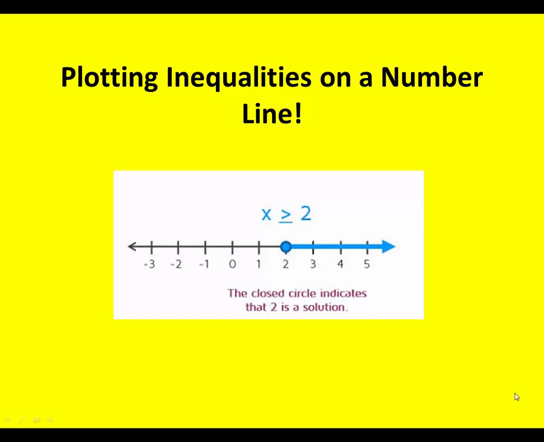Everyone, and welcome to plotting inequalities on a number line. Today you're going to learn how to plot inequalities on a number line using your inequalities, your variables, and your numbers. So let's go ahead and get started.